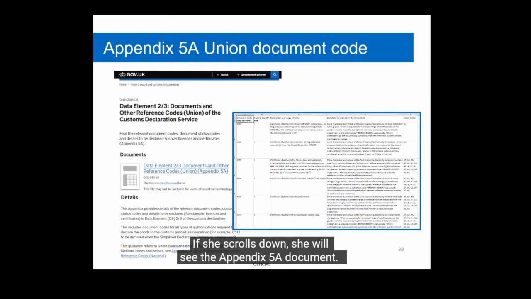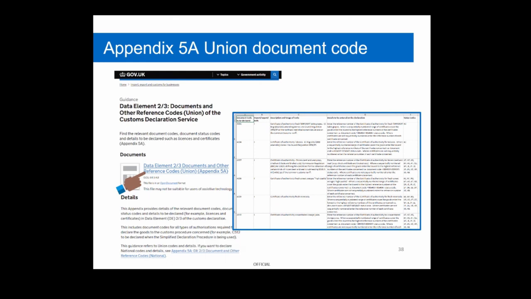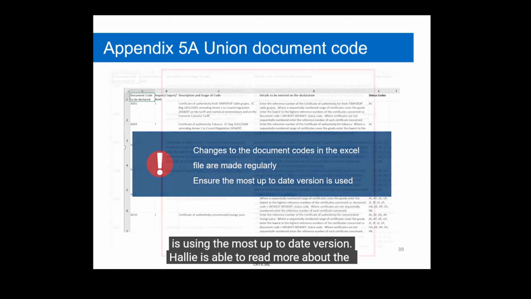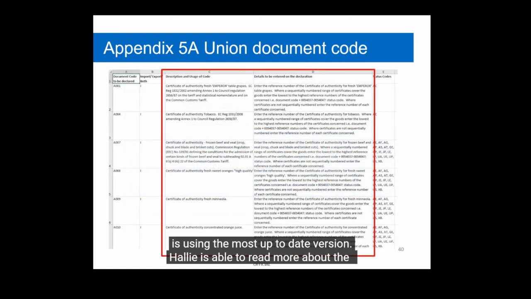If she scrolls down, she will see the Appendix 5A document. Hallie selects the link and downloads the Excel file. It's important to note that changes to the document codes in the Excel file are made regularly. Therefore, if Hallie downloads the Excel file, she needs to ensure she is using the most up-to-date version. Hallie is able to read more about the description and usage of each code and the details to be entered on the declaration.